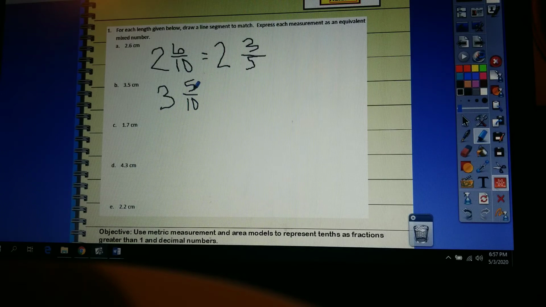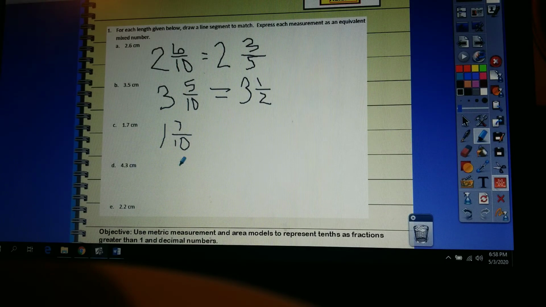3 wholes and 5/10. 3.5, which is, yes, equivalent to 3 and 1/2. That's exactly right. Okay, now we have 1.7. That's equivalent to 1 and 7/10. Can I break that down? No, I can't. There's nothing I can divide or multiply. Well, I could multiply. Nothing I can divide the top and the bottom by to make it smaller.